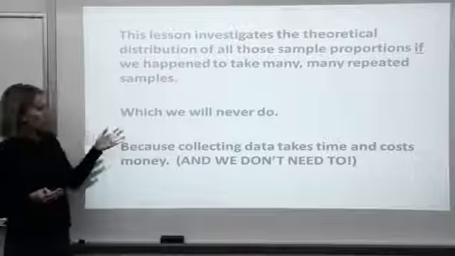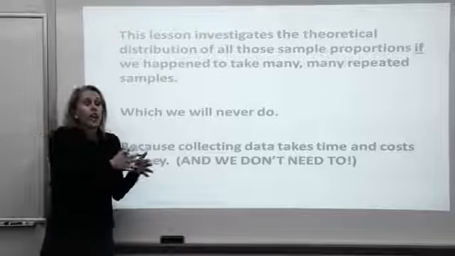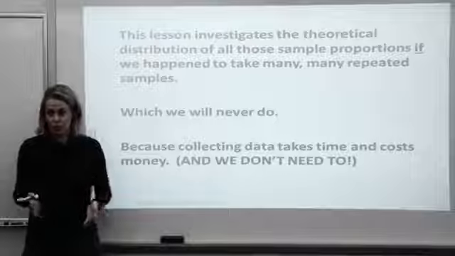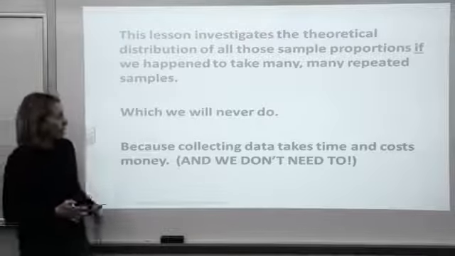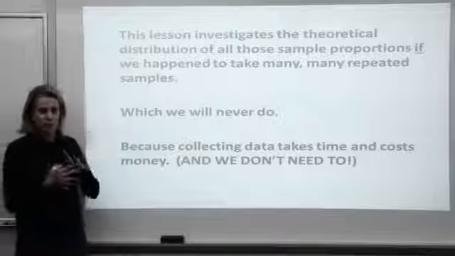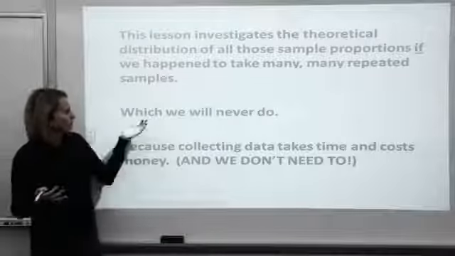This lesson, lesson 14, investigates the theoretical distribution if you looked at every possible sample of 100 students and looked at the sample proportion. So what would happen if you did this over and over and over again? We will never do this. This would take forever to do. But theoretically, we're going to talk about what would happen.